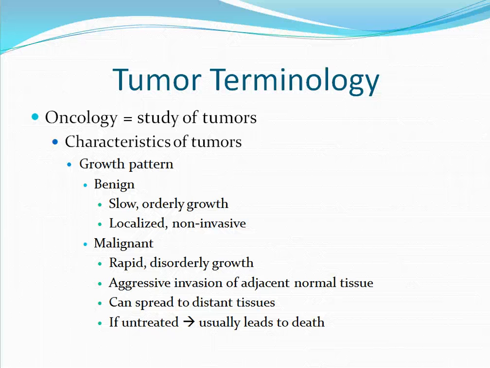A malignant tumor, on the other hand, grows very rapidly. It also has a disorderly growth pattern. It exhibits an aggressive invasion of the adjacent normal tissue, or it can spread to distant tissues. If untreated, malignant tumors usually lead to death.